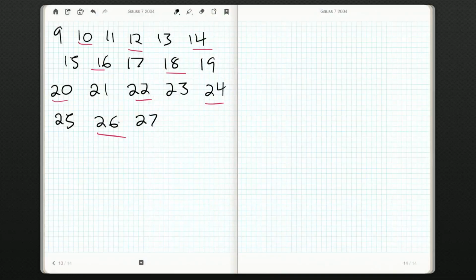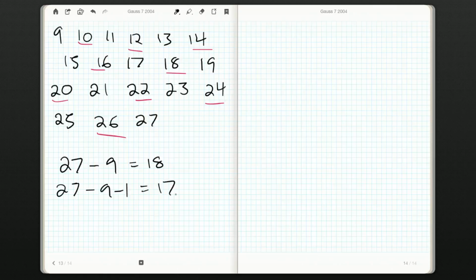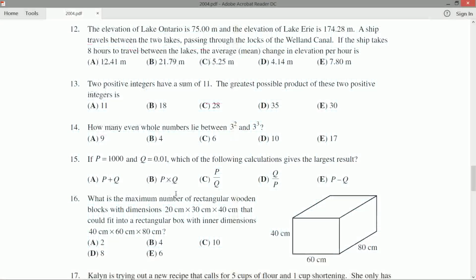Well, the number of numbers between 27 and 9 is not 18. You actually have to subtract off another one, because that's counting all the numbers that you come after 9 until you get to 27. So 27 minus 9, not 18. You actually have to subtract off another one. Okay? So there are 17 numbers, and that's why I think if you forget that the word even is there and just say whole numbers that lie between, you get an answer of 17, which is E, and that would be wrong. We want 9.